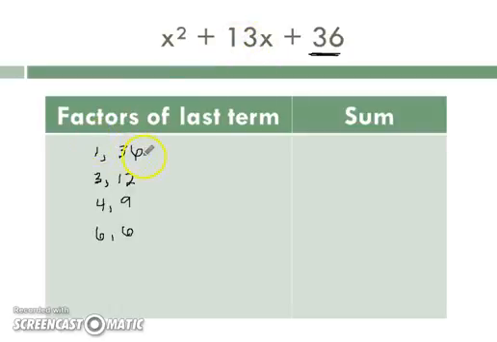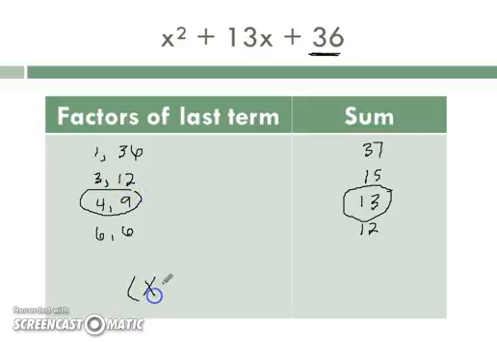So 1 plus 36, if I add those two, that's 37. That one didn't work out. 3 and 12, if I add those, that equals 15. 4 and 9, there's 13. Last one, 6 and 6 is 12. This one here added up to 13. So then the two binomial factors, one would be x plus 4. The other would be x plus 9.